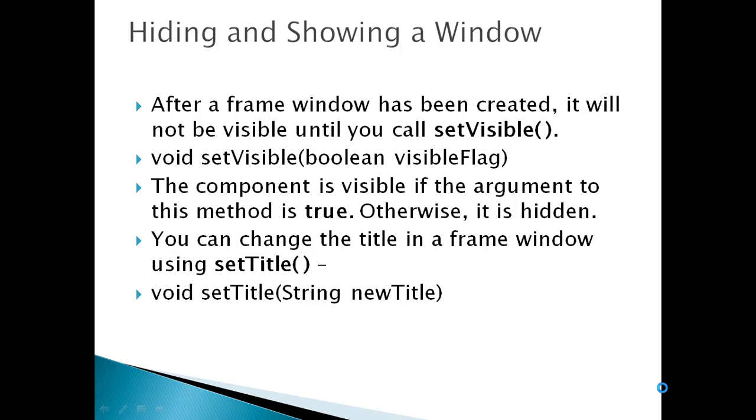We can change the title in a frame window using the setTitle method. void setTitle(String newTitle). If you have already provided a title, then that title is overridden by this method, setTitle(String newTitle).